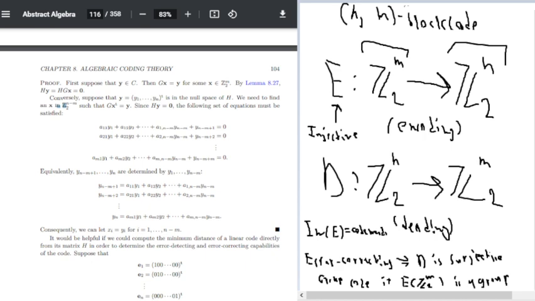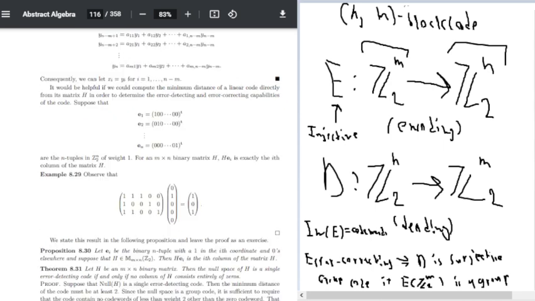It would be helpful if we could compute the minimum distance of a linear code directly from its matrix H in order to determine the error detecting and error correcting capabilities of a code. Suppose that E1 is equal to 1, 0, 0, 0, E2 is equal to 0, 1, and so on. So E sub i has the ith coordinate equal to 1, and every other coordinate is 0. These are the n-tuples in Z mod 2 of weight 1. For an m times n binary matrix H, H E_i is exactly the ith column of H.